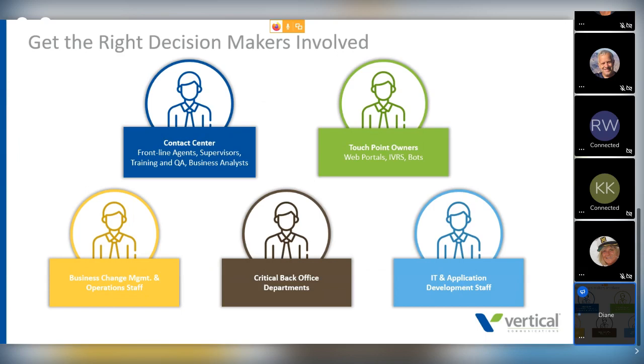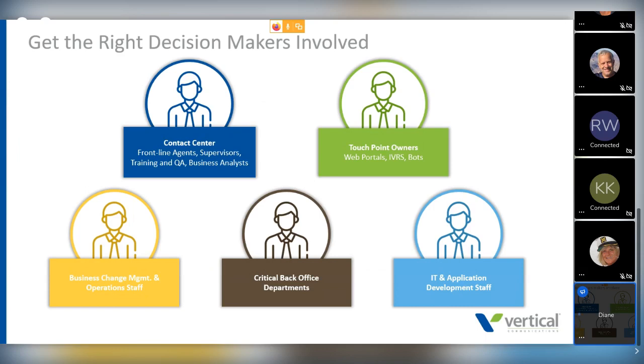Let's move down to the second row. Business change management and operations staff. Okay, well, if you're adding a new channel, for example, or you're doing something very different in this implementation, these people need to be involved. The contact center staff often deals with different areas of the organization, back-end integrations, other departments. So business change management needs to be involved so that they understand what those changes mean to the organization and they can be prepared for those changes.